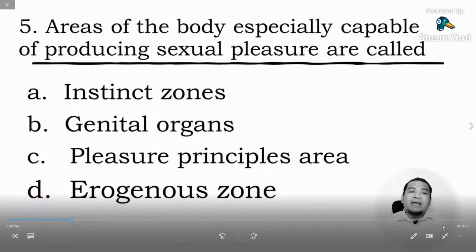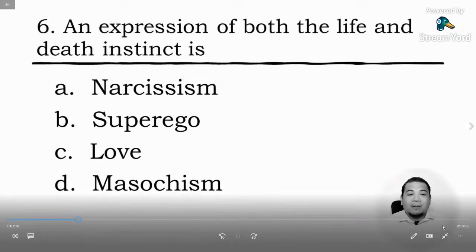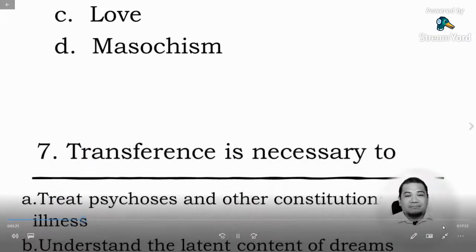Number 5. Areas of the body specially capable of producing sexual pleasure are called A. Instinct zones. B. Genital organs. C. Pleasure principle areas. Or D. Erogenous zones. Number 6. An expression of both life and death instinct is A. Narcissism. B. Superego. C. Love. Or D. Masochism.